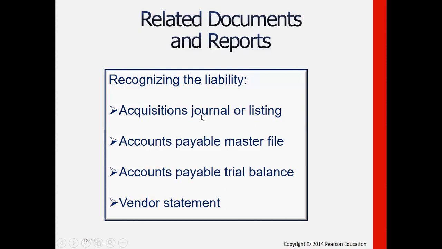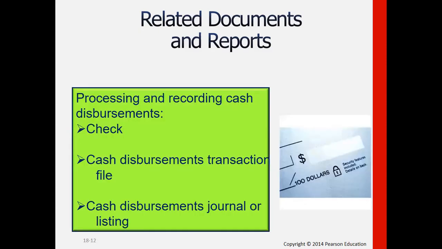So all of the transactions involved in the acquisitions, again, payments, expenses, liabilities, and assets, goods or services. Then the accounts payable master file, the record of all accounts payable made, the trial balance, so the balance of accounts payable, and the vendor statement, so the sales invoice sent to us, and the billing statement.